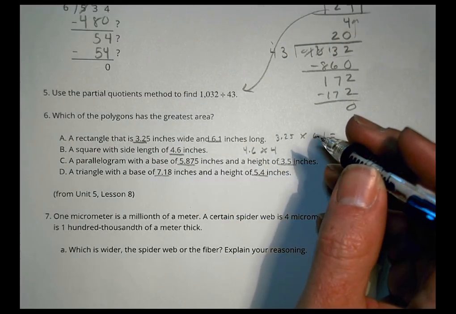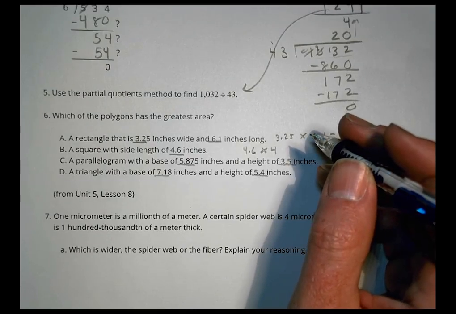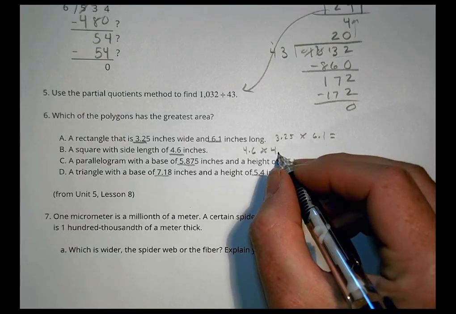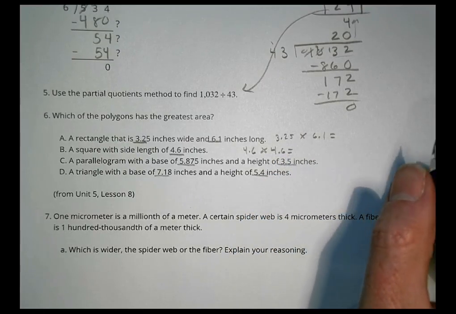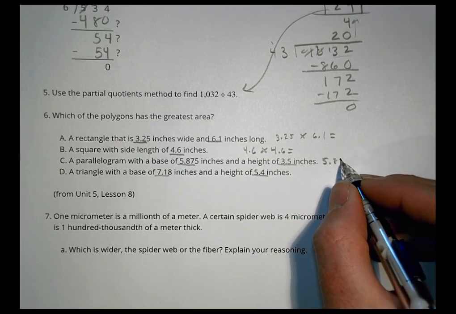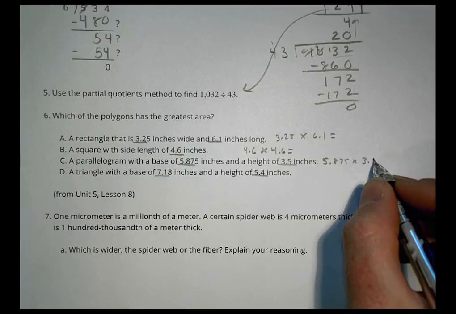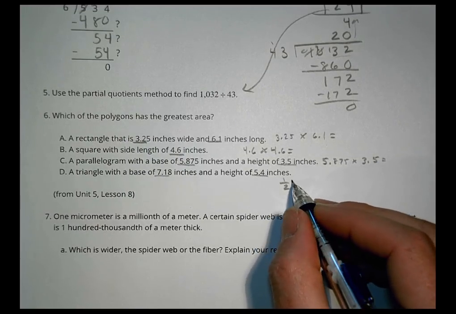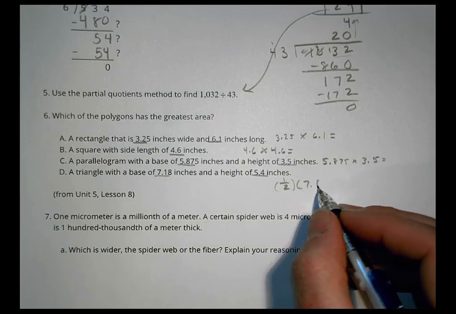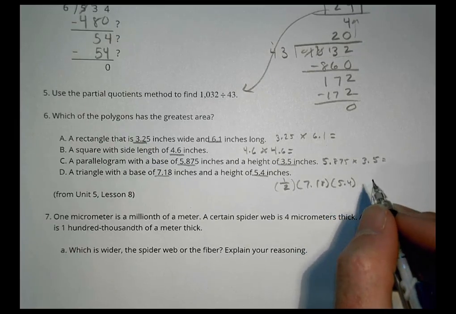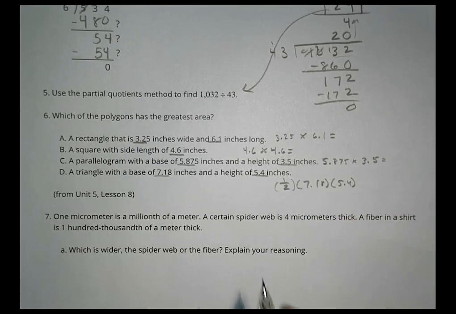Oops, why did I do that there? 4.6 times, that's funny, times 4.6 to get the area of that one. And then we have 5.875 times the height, 3.5. And then finally over here, we're going to do 1/2 times 7.18 times 5.4 there. Okay, so each one of those is going to be a little bit different in terms of the solution that you get.